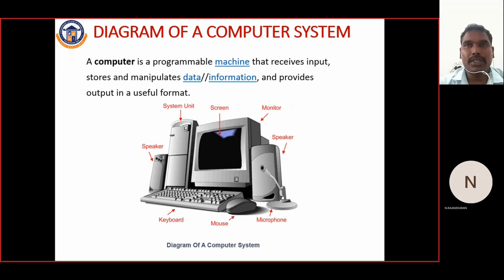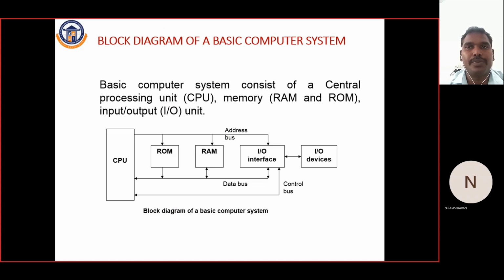Basically, the microprocessor is an example of a computer system. A computer is a programmable machine that receives input, stores and manipulates data and information, and provides output in a useful format. The computer system consists of CPU, screen, monitor, speaker, microphone, mouse, keyboard, etc. All the systems are connected together and will give an accurate output.